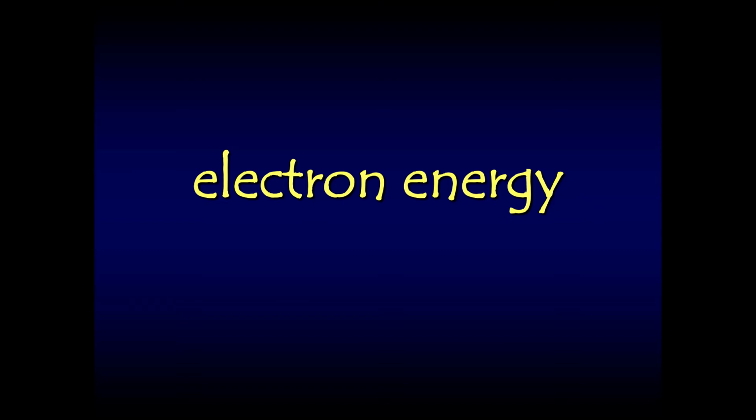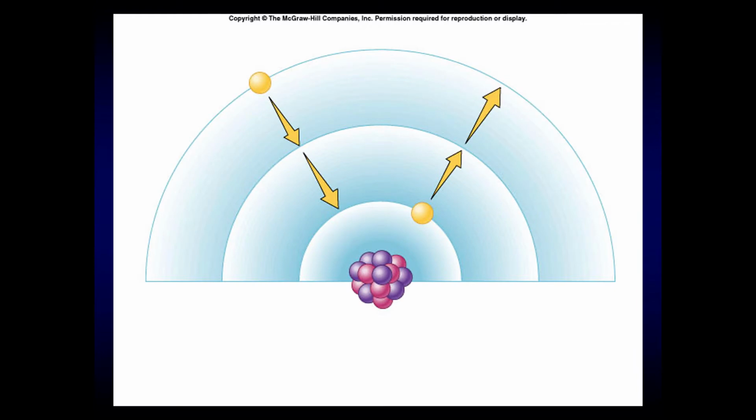Hi everyone. In order to talk about chemical bonding, specifically covalent bonds, we need to talk about electrons, and specifically electron energy. Electrons can absorb and release energy. If you're in the parking lot, you'll notice that it gets hot in the noonday sun. What's happening is the molecules in the asphalt are absorbing energy.